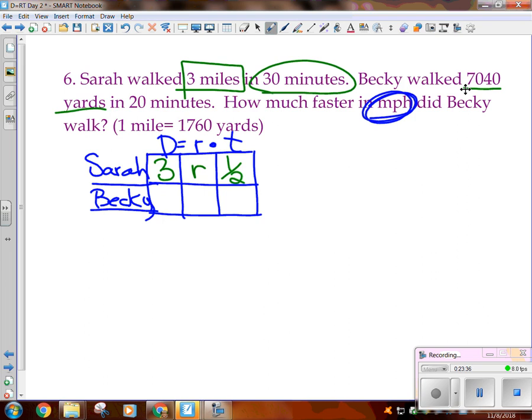Yeah. So some of them had checked it. So if you did 1760 times 4, 0. 2 times 4 is 4. Carry the 2. It's going to be 30. Carry the 3. 4 times 1 is 4. Add 7,000. Yep. So I agree. It is 4 miles that Becky went.